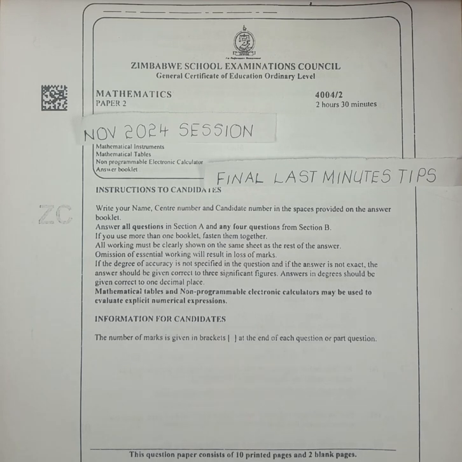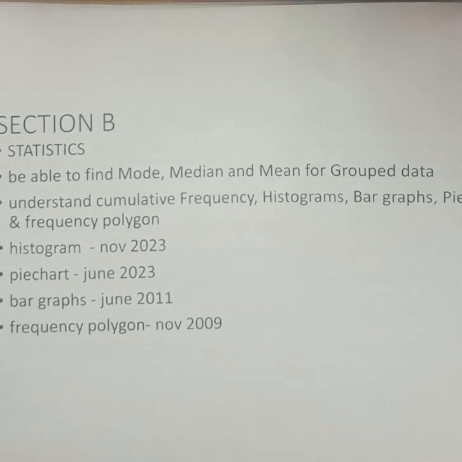In June 2024, there was a question on cumulative frequency. So for November 2024, you need to expect either pie charts or a histogram. So in statistics, you need to be able to find the mode, the median, and the mean for grouped data. If they ask you about the modal class, it is the one that has the highest frequency.